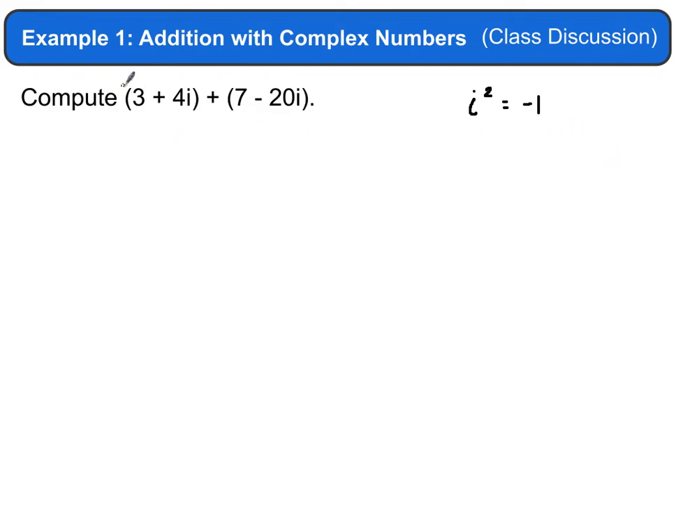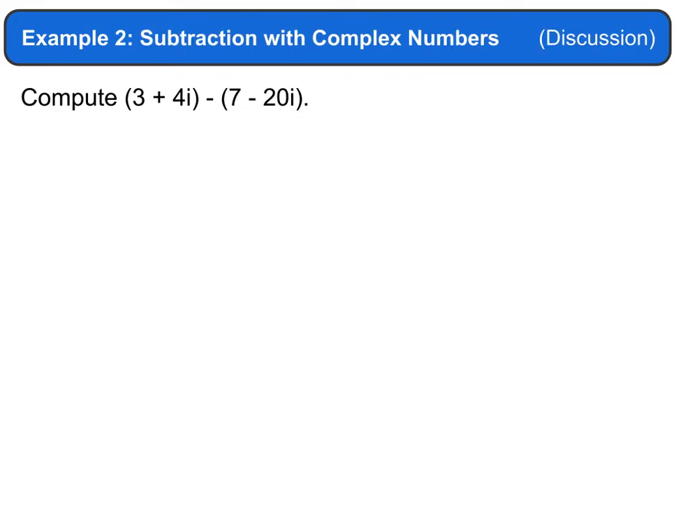So if we look at this, we say 3 plus 7, we get 10, and then 4i plus -20i is -16i. There's no i squared, so this is considered complete. This is written in the form where there's a real part, and then there's an imaginary part. So that creates our complex piece.